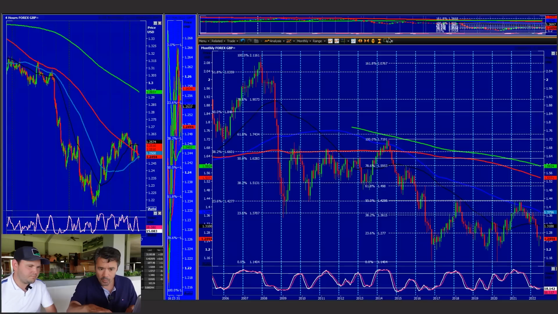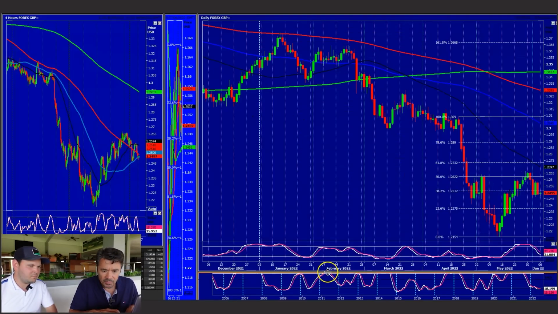Going forward, wherever we go, I've got my levels, and I can see how they tie in with the moving averages. So for example, if we ever got up to around the 151 area over the next few weeks, we would have the 200-month moving average coming in there, showing potential for a very strong resistance level. Okay, moving along, go to the daily.